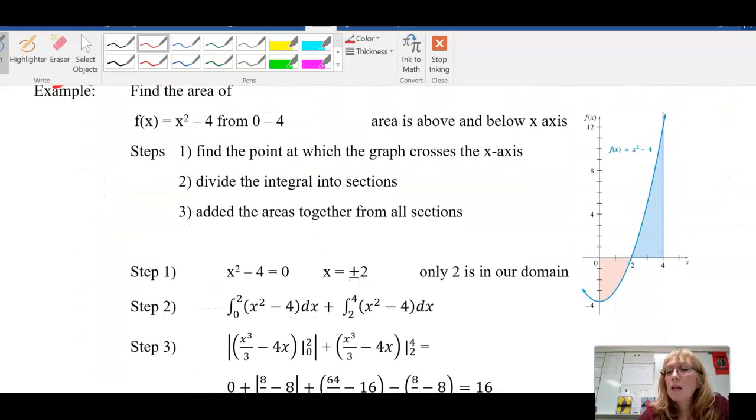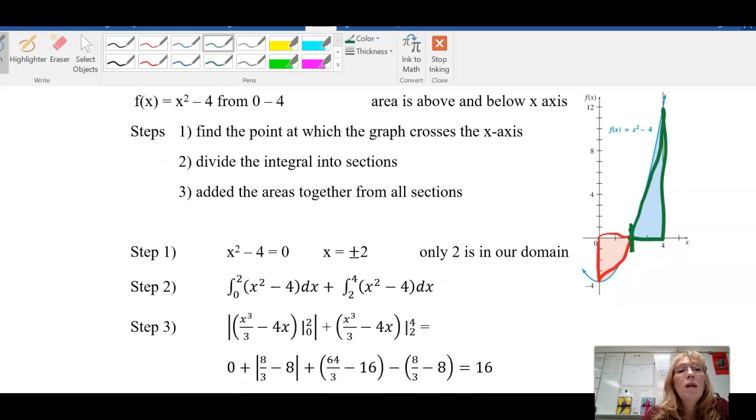All right, now we're going to make this a little bit trickier. Same graph, but now I want to go from 0 to 4. Well, when you look here, the 0 to 2 is under the x-axis, but the 2 to 4 is above the x-axis. So we really have two different areas we have to find and add them together. To do that, first we have to figure out where it crosses the x-axis so we know what we have to divide our integral in between.